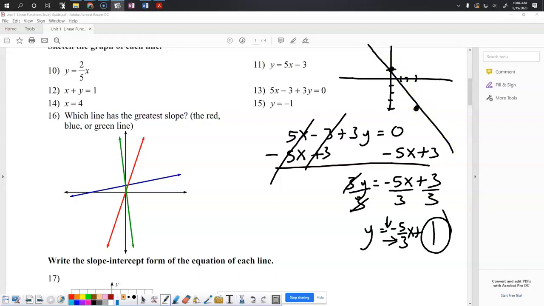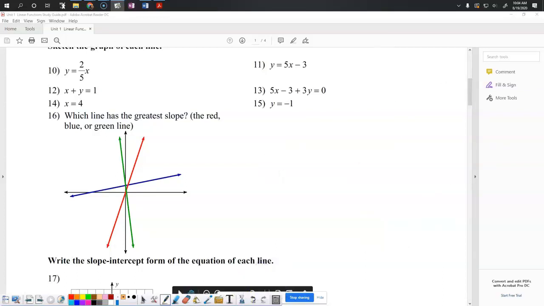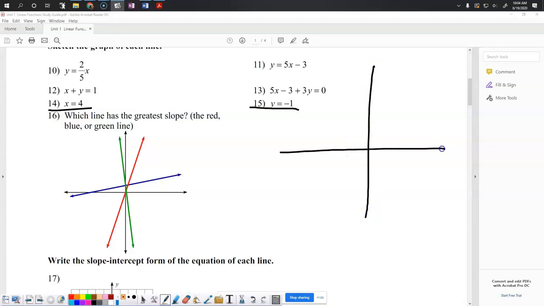Let's go ahead and take a look at number 14. For number 14 and 15, both of these are missing a variable. Whenever it's x equals a number, you're going to find that number on the x-axis. So if x equals 4, I'm going to find 4 on the x-axis, and you're going to draw a vertical line through it. You don't need to write this for this problem, but I will say that lines like this have no slope.